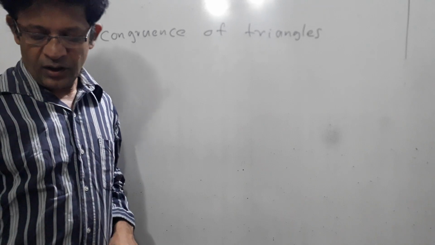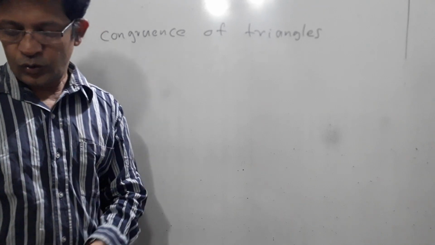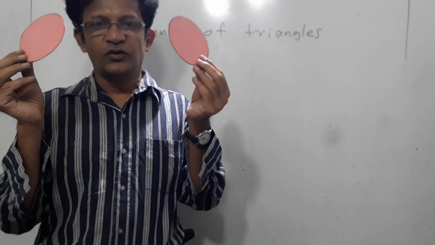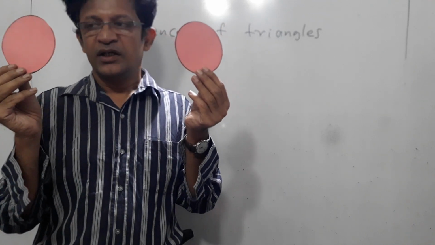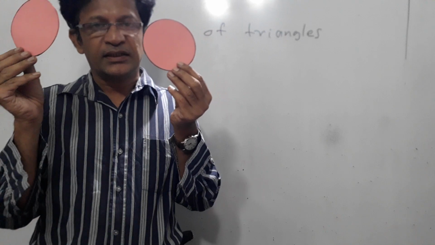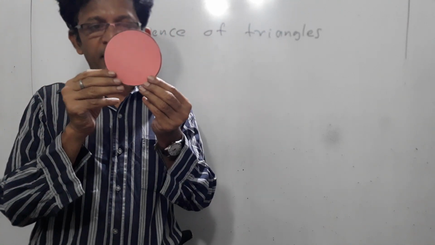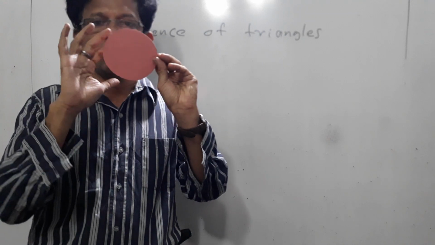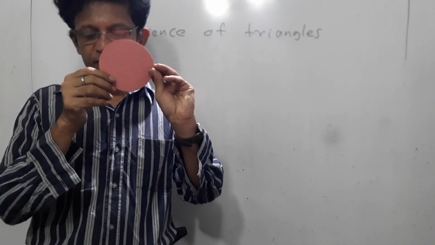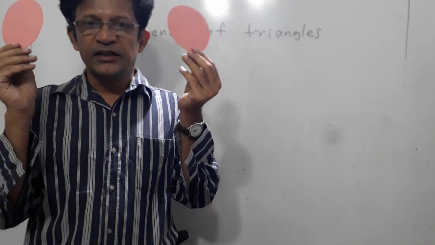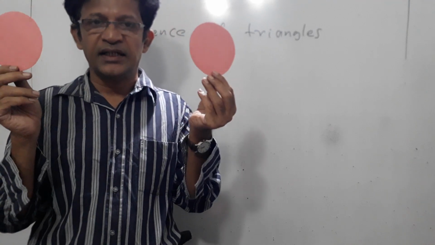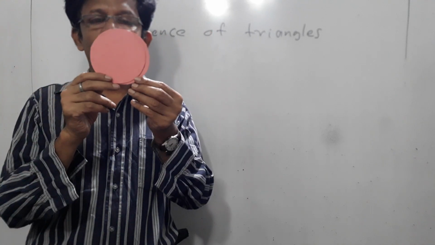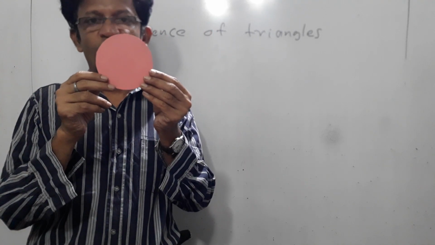Right. Now, if we take two circles, these are two laminas of two circles. If I take one circle and keep one on top of the other, you can see only one circle. That means it is fully covering the other circle. Then that means these two circles are the same size and same shape. Then we call these two circles congruent circles or congruent figures.